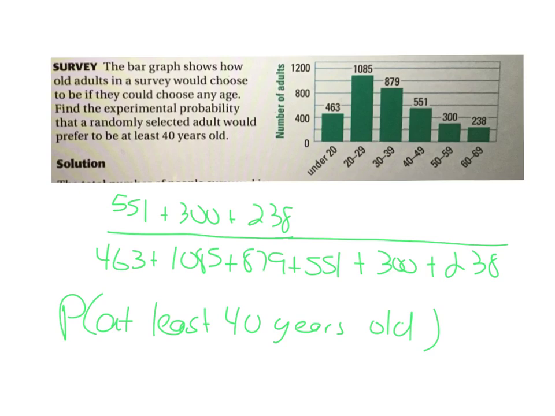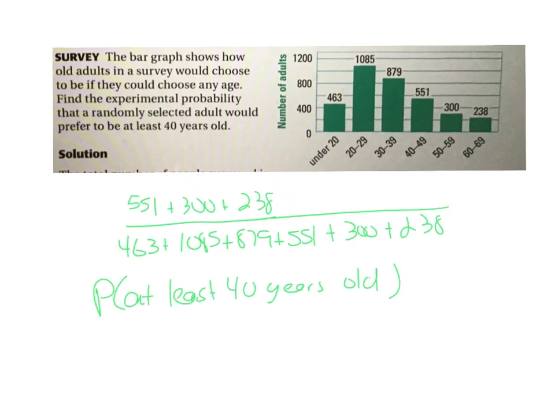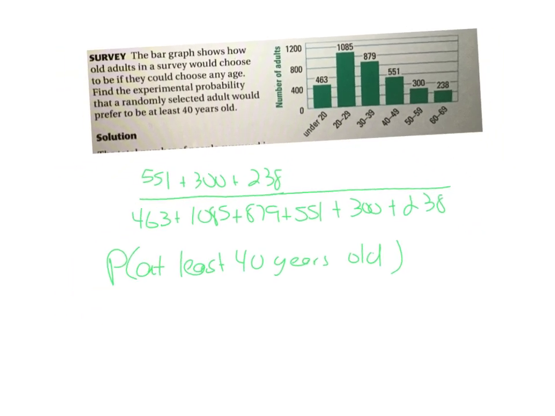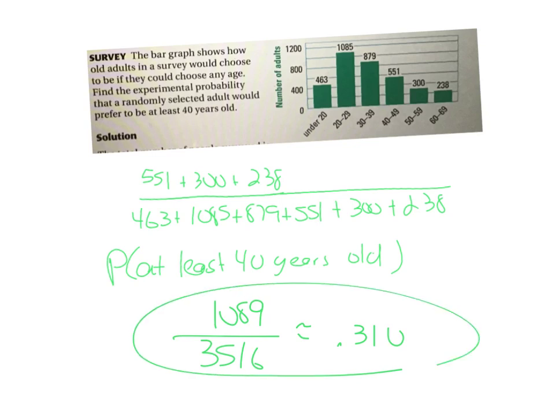So punch those in your calculator, the whole numerator, the whole denominator. I'm going to make a little bit of room here as I punch it in. Let's see what I get. And my numerator, when I punch all that in, I get 1,089. My denominator, when I punch all that in, 3,516. And if you wrote that as a decimal, which you can always do, it'd be 0.310. So either one of those answers is fine.